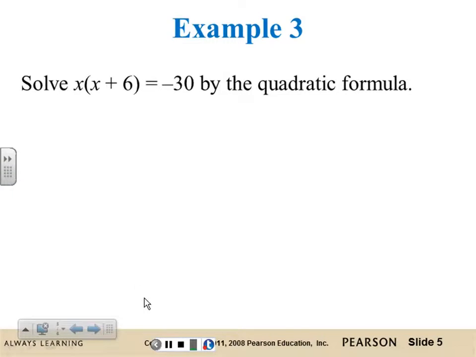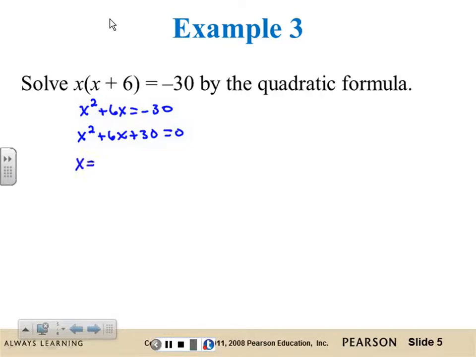Alright, example 3. Again, this is not in standard form. It's got to be in standard form. Remember, it's got to be ax squared plus bx plus c is equal to 0. Well, our first problem is we have parentheses. Definitely don't need parentheses. So we're going to use the distributive property and get x squared plus 6x equals negative 30. The next thing is we need it set equal to 0, so we're going to have x squared plus 6x plus 30 equals 0.